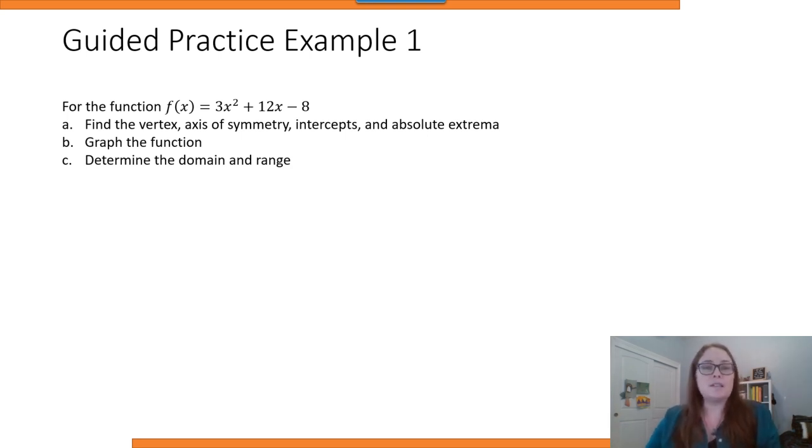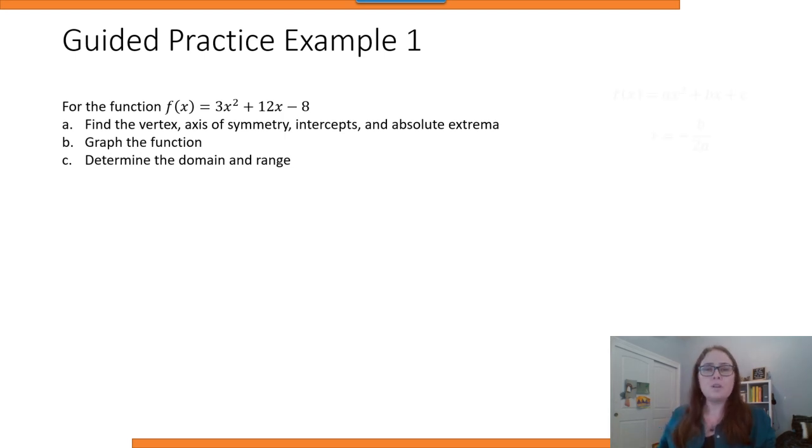This first one is in general form. I have f of x equals 3x squared plus 12x minus 8. And we're going to find everything we can. We're going to find the vertex, the axis of symmetry, the intercepts, and the absolute extrema. We're going to sketch a graph of this thing, and we're going to determine the domain and range of the function.